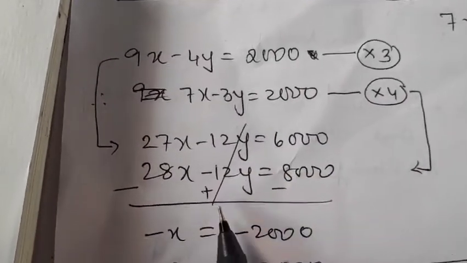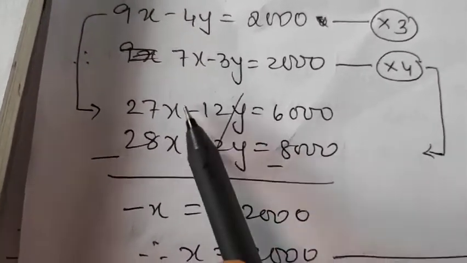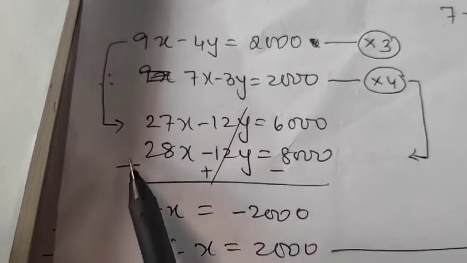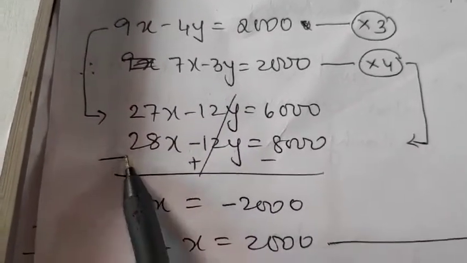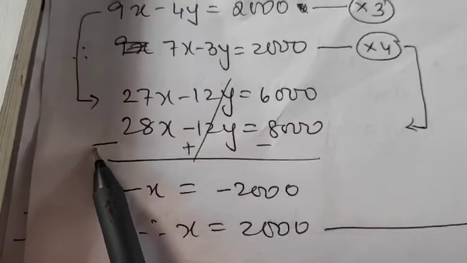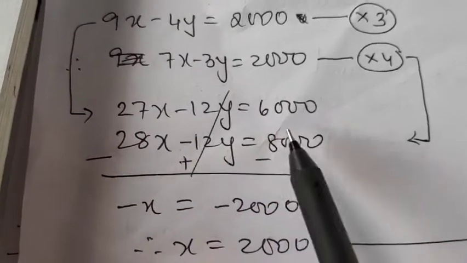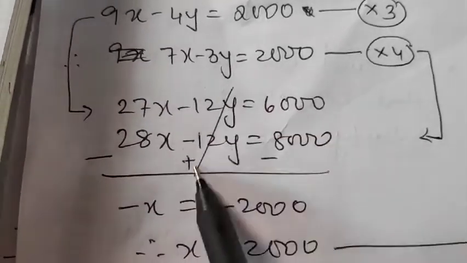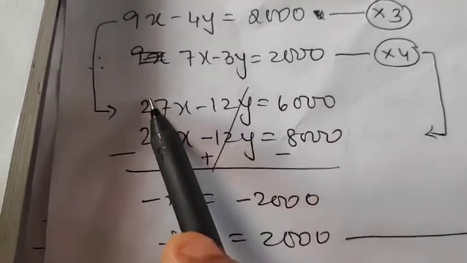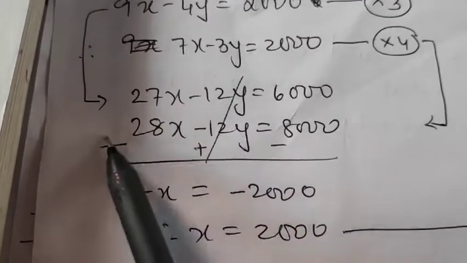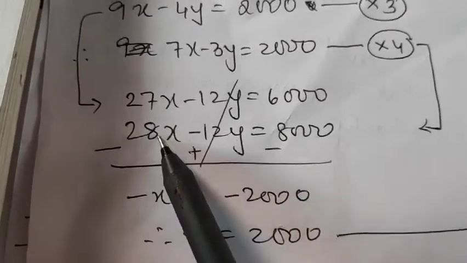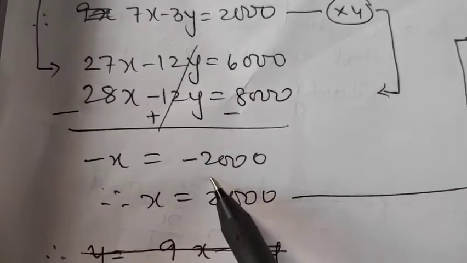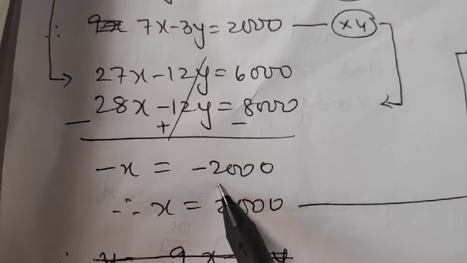Now what will happen over here? Both are 12 each, but both are negative. So you cannot eliminate, you cannot subtract. So what will I do? I will change the sign, subtracting the equation. So positive becomes negative, negative becomes positive, positive becomes negative. So plus 12 minus 12 cancels out. Now 27 minus 28, the new sign has to be considered. 27 minus 28 will be minus x. 6000 minus 8000 will be minus 2000. So we get a negative on both the sides.